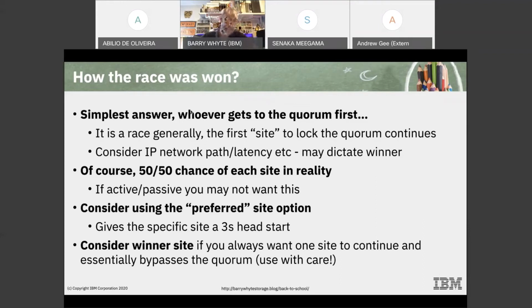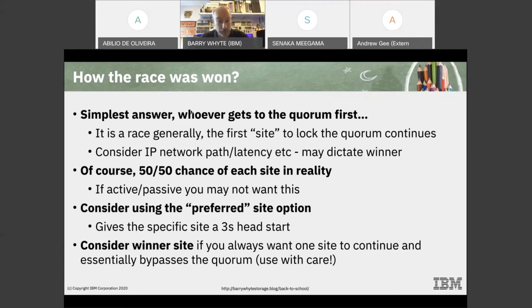But if you're running in an active passive mode, you probably want the active site to carry on rather than the passive one. And that 50-50 chance is just like inserting a USB stick or a USB device: you've got a 50-50 chance of getting it right. More often than not, you get it wrong in the first place and then find that it was actually the right way anyway. But at that point, you want to make sure that you guarantee that, or at least you get a preference to the active site. So we have this preferred option. You can say, I would rather site 1 carries on. And that effectively gives it a 3-second head start in this quorum race.